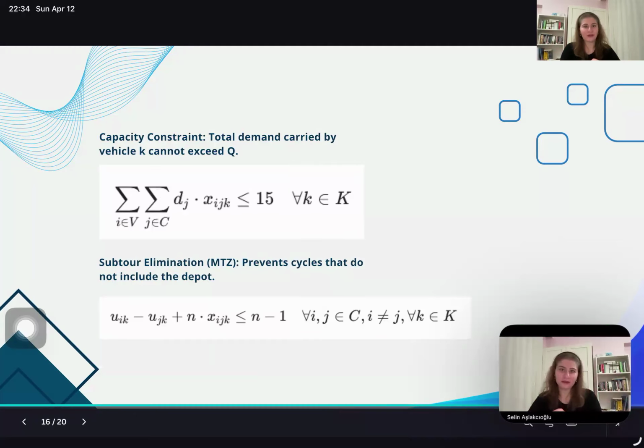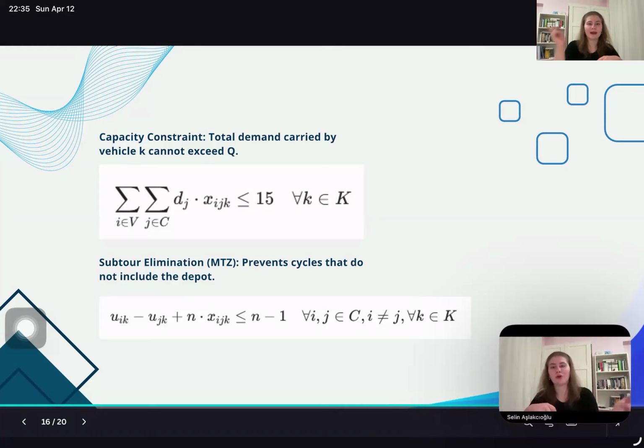Here we have the capacity constraint. Total demand carried by vehicle k cannot exceed Q. In this question it was 15. This is the mathematical form of it. And subtour elimination constraint. Prevent cycles that do not include the depot. This is extremely important in VRP, as we talked about before. We don't want subtours, we don't want loops, we just want to visit each node exactly once, and we are going to cover all the nodes, and then we are going to go back to our depot node.